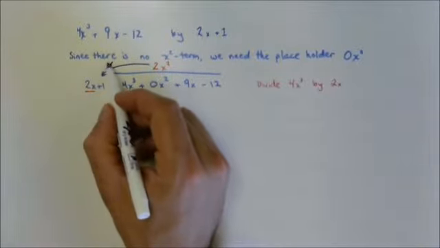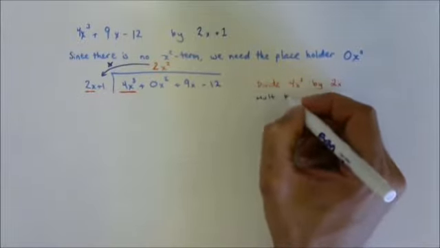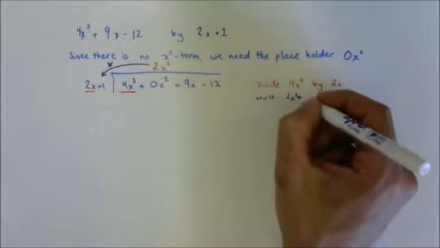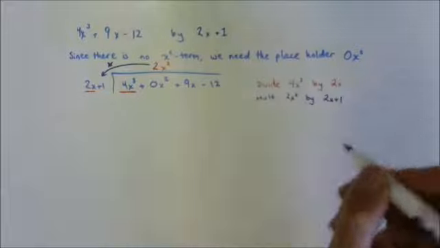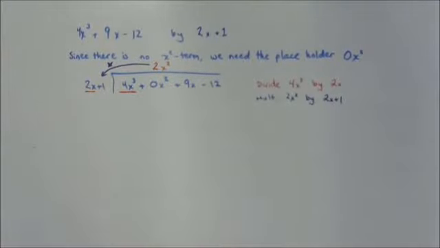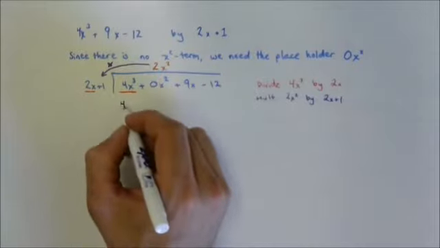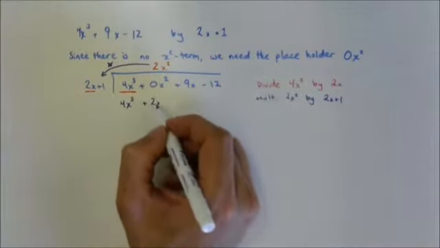Okay, put a little x there if it's helpful for you. Multiply 2x squared by 2x plus 1. And we end up with 4x cubed, thankfully, plus 2x squared.